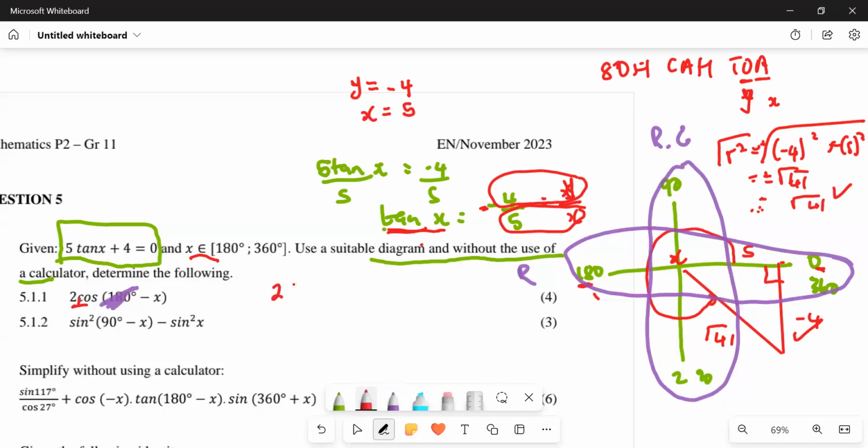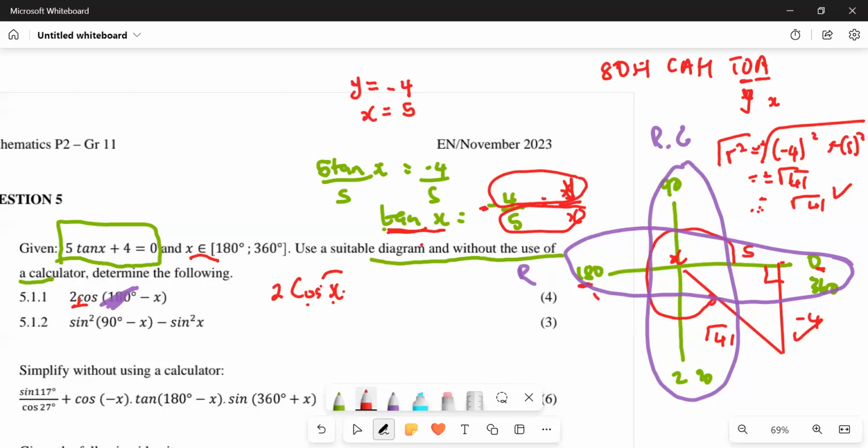You're going to have 2 and then you're going to have the cos of x. Now, here's what we are not sure of. We are not sure if this cos is going to be negative or positive. How then do we know whether we're going to have a positive cos or a negative one?